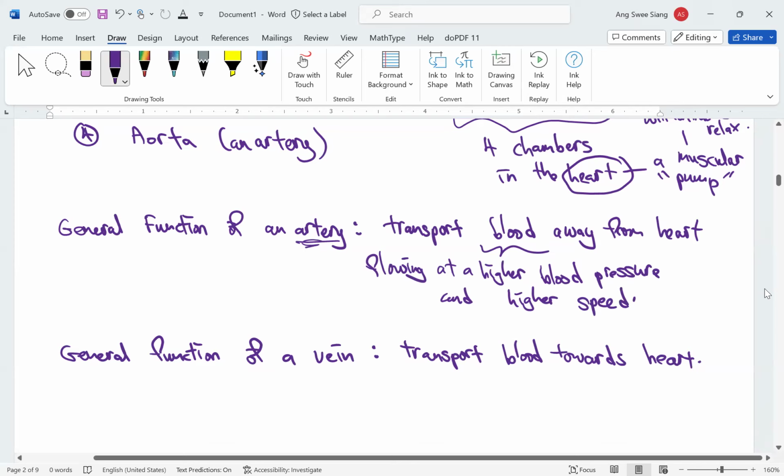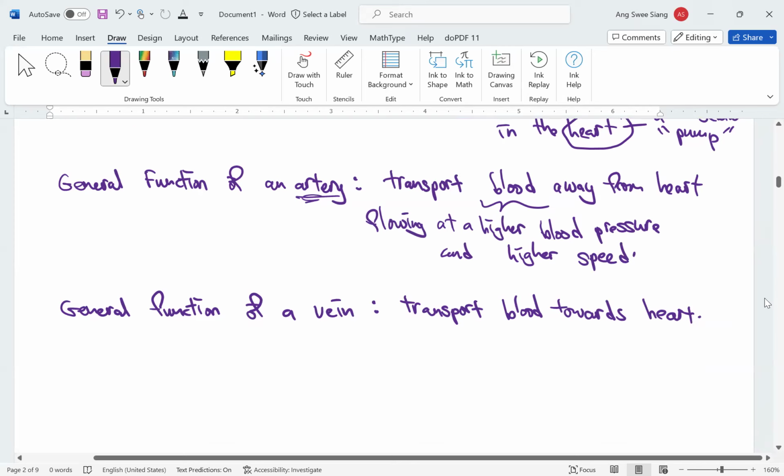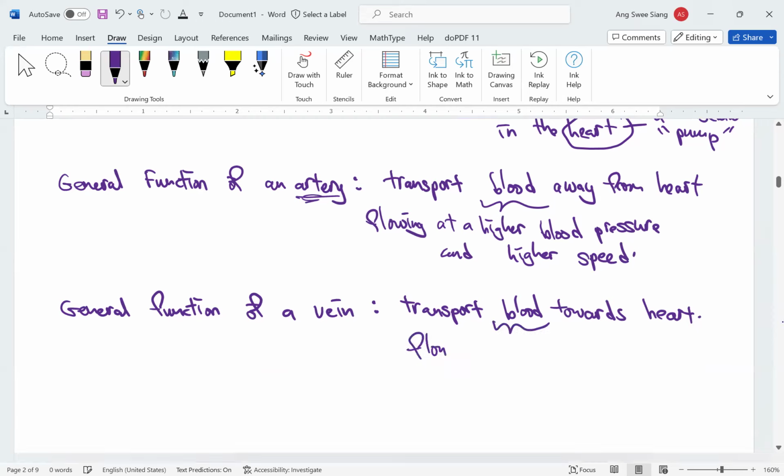Then the blood that is flowing in the vein, usually they are flowing at a lower blood pressure and lower speed.